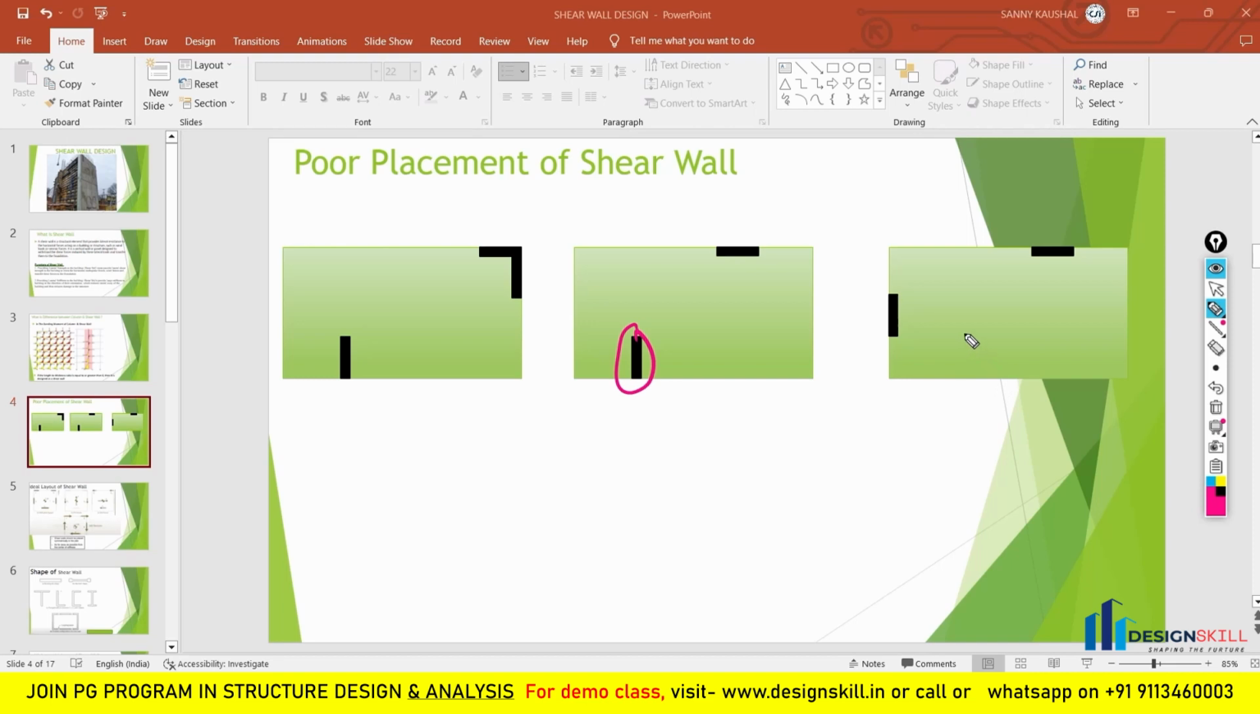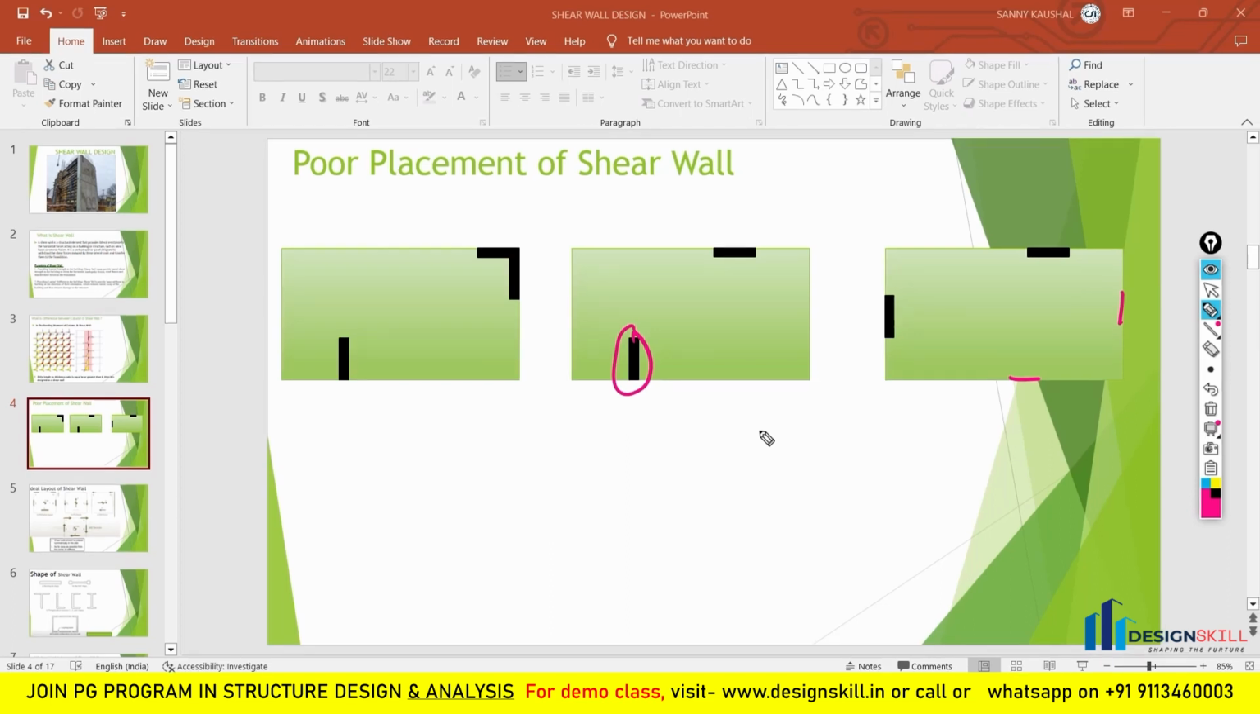In the third case also, you can see that they have not distributed the lateral stiffness uniformly. There also a parallel shear wall should be given so that the lateral stiffness is distributed uniformly. So all three cases are cases where there is no uniform distribution of the lateral stiffness in the building. Whenever you put the shear wall, you have to check that you have distributed the lateral stiffness uniformly in your building. If you just put the shear wall at one position and think that your building will not get torsion, then that is wrong.